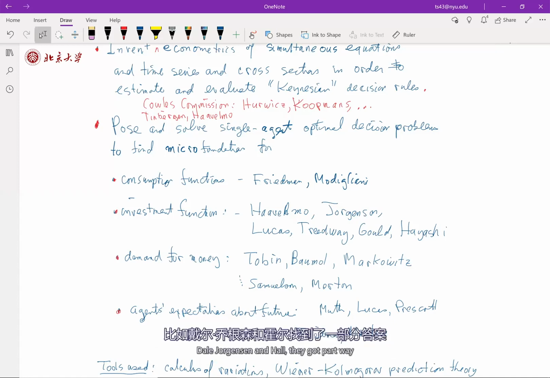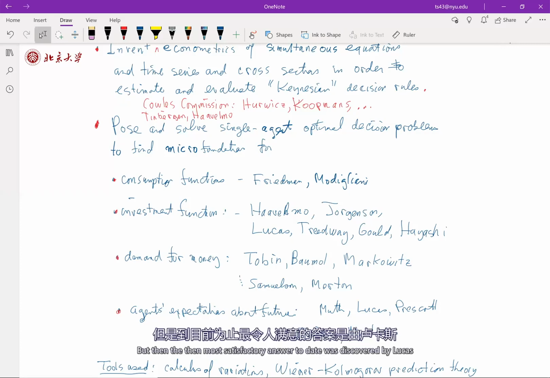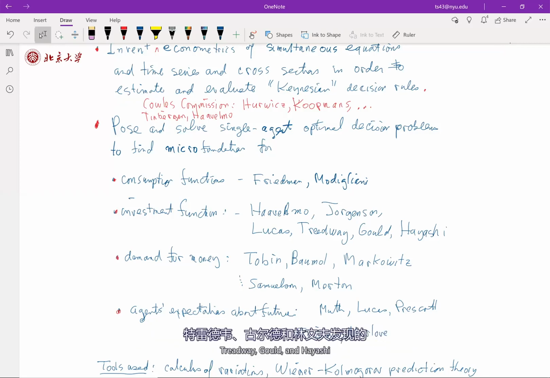Dale Jorgenson and Hall got partway, but then the most satisfactory answer to date was discovered by Lucas, Treadway, Gould, and Hayashi by using the dynamics of adjustment costs. You had to have some adjustment costs. And finally, after like 30 or 35 years, somebody discovered a problem that an investment function partially looking like Keynes's actually solved. So now you kind of understood its foundations.